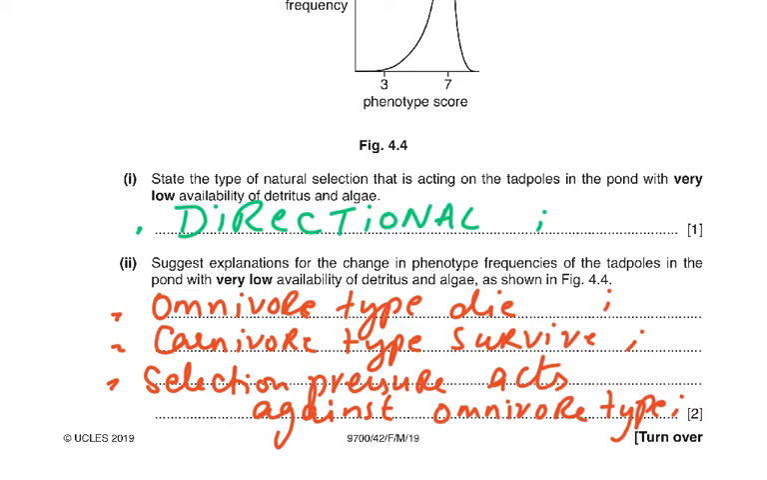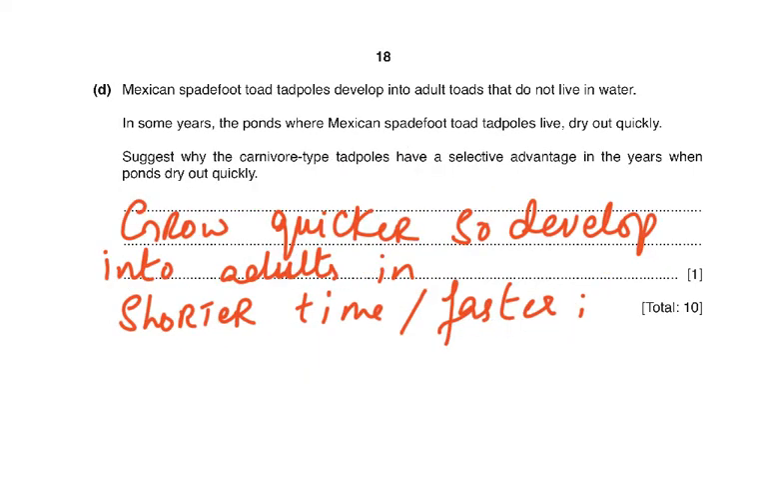You could have said the phenotype score 3 or the phenotype score 7. That was also allowed. Last part of this question was simple. Mexican spadefoot toad tadpoles develop into adult toads that do not live in water. In some years, the ponds where Mexican spadefoot toad tadpoles live dry out quickly. Suggest why the carnivore type tadpoles have a selective advantage in the years when ponds dry out quickly.